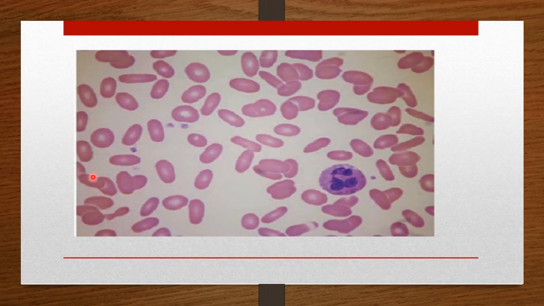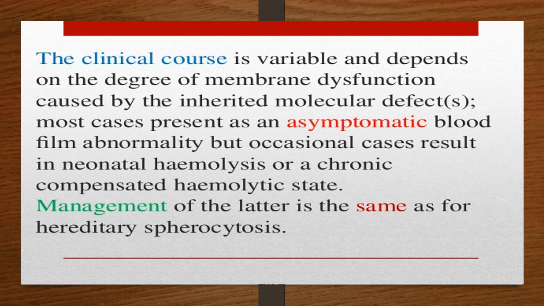These are the elliptical RBCs, how they appear in a peripheral smear in elliptocytosis. You can see many elliptical RBCs. The clinical course is variable depending on the degree of membrane dysfunction caused by the inherited molecular defect. Most cases present as asymptomatic, but occasionally cases result in neonatal hemolysis or a chronic compensated hemolytic state may be seen. Management of the later stage, that is of elliptocytosis, is the same as that of hereditary spherocytosis.